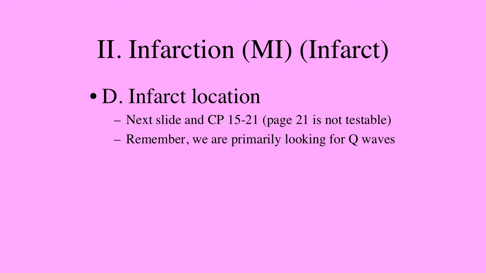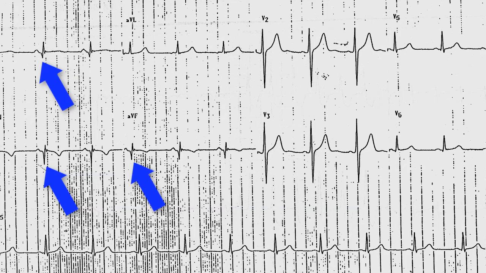So if you look at this slide now, which is the D in the outline, infarct location, and this goes with page 15 in the course pack as a beginning point. We want to look at where the infarct is in the heart. Most of these infarcts are on the left ventricle of the heart. We'll be looking at EKG examples in the course pack, along with a chart, which is on the next slide, and then we'll have you get some practice with some examples that are coming up. So page 15 to begin with, and again, we are mainly looking for Q waves.